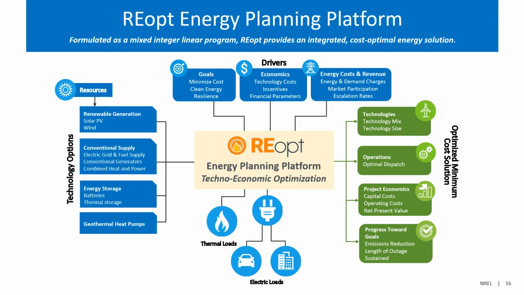This graphic shows some of the inputs and outputs of the REopt platform. So resources and technologies options are listed on the left, which includes PV, wind, different types of storage, and different types of flexible loads. Cost drivers are listed at the top, including incentives and financial parameters. And then the outputs for the cost-optimized minimum cost solution are listed on the right, including battery dispatch and net present value.